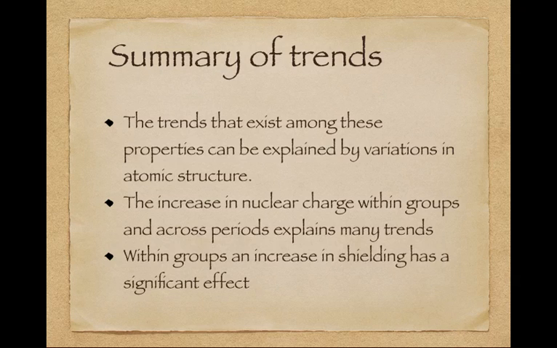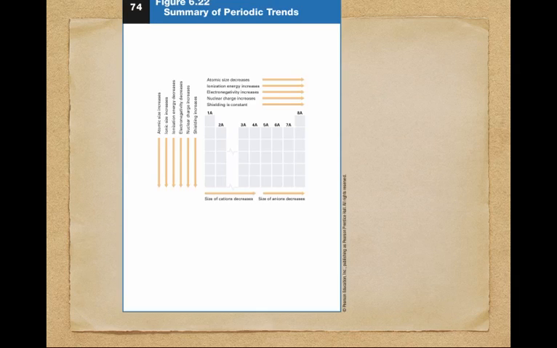Within groups, an increase in shielding has a significant effect. So as I go down, I get this shielding effect. Now they don't draw theirs the same way I do. I always draw my arrows so that they point to the bigger ones. Just easier to remember it that way. And I think if you just get that in mind, you'll be okay as you do all this. But they just show you what happens.